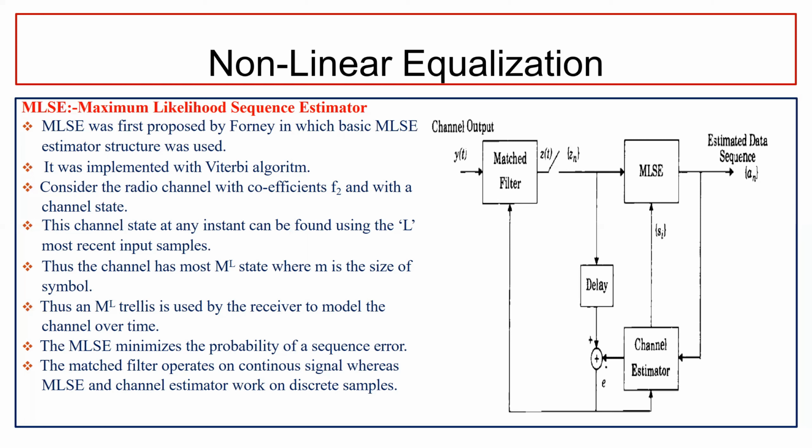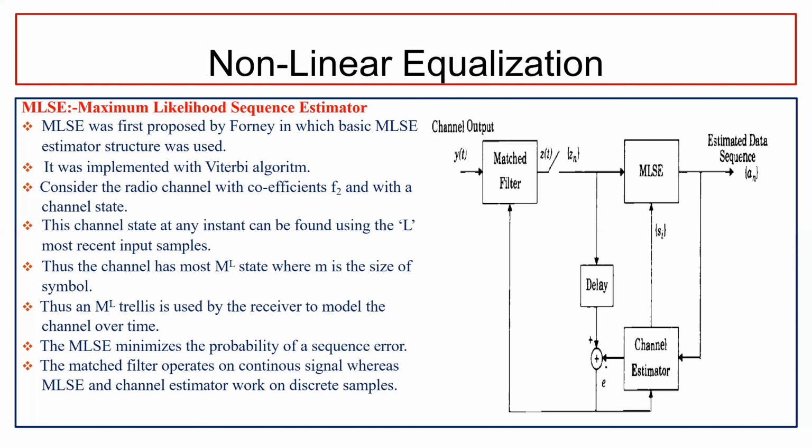The maximum likelihood equalizer was first proposed by Ungerboeck, who set up a maximum likelihood structure with the Viterbi algorithm. The second one is designed using another type of algorithm. Based on the decision, it chooses the optimal value by minimizing the probability of error. The matched filter operates on the continuous time signal, whereas the maximum likelihood sequence estimator and channel estimator rely only on discretized samples. For that reason we use sampling after the matched filter.